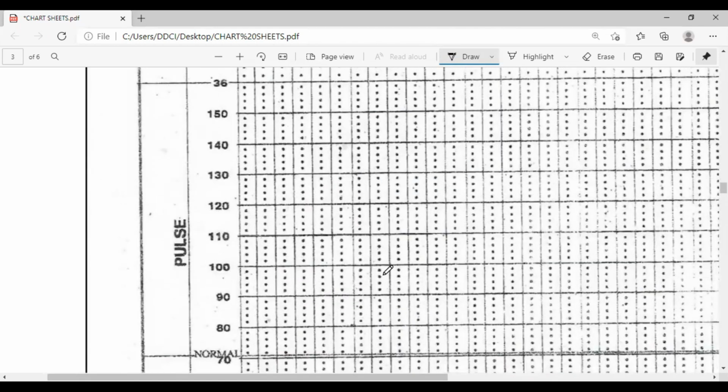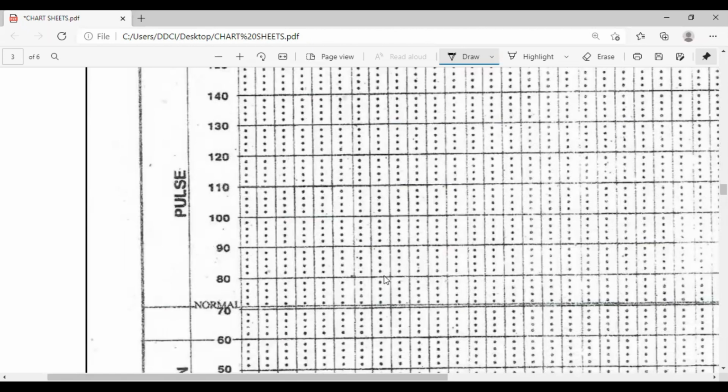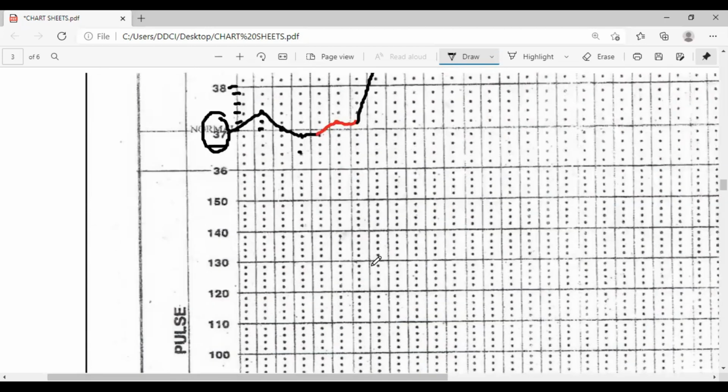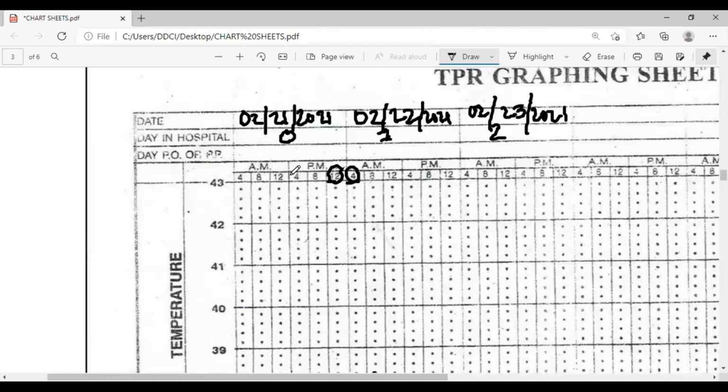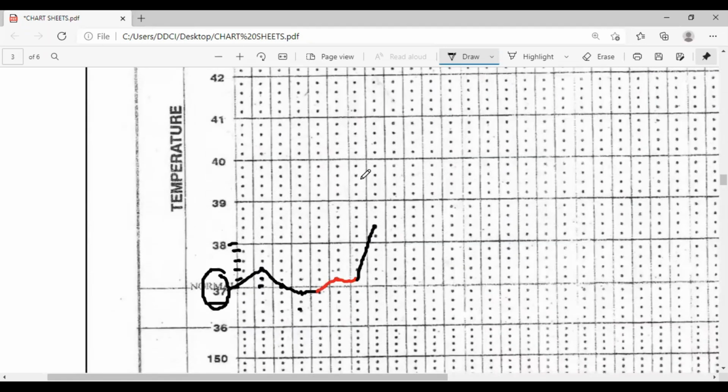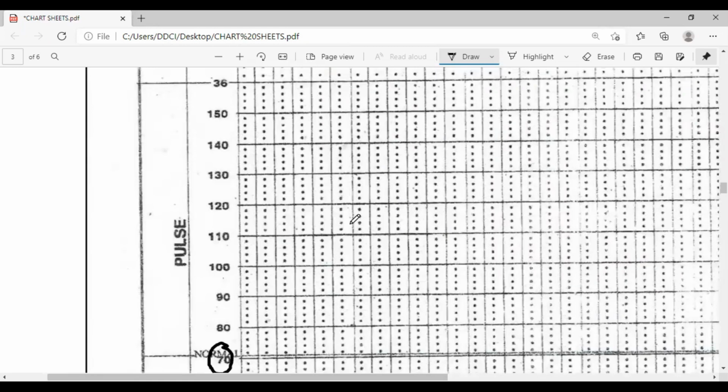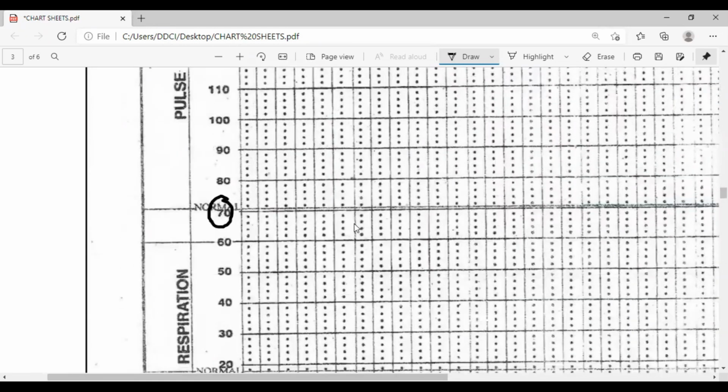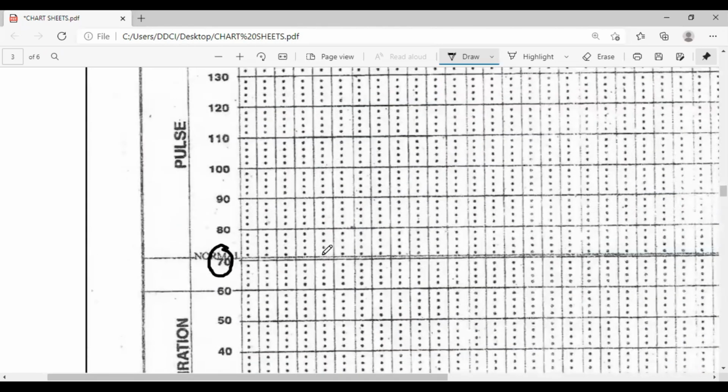For the pulse, you do the same thing. We have here encircle for the normal, 70. For 8 a.m., you know that this is 8 a.m., 12, 4, 8, 12, and so on and so forth. For this, you have here 60, 70, 80, and so forth. Same as before, each dot is equivalent to two counts, two intervals. So 72, 74, 76, 78, and then 80.